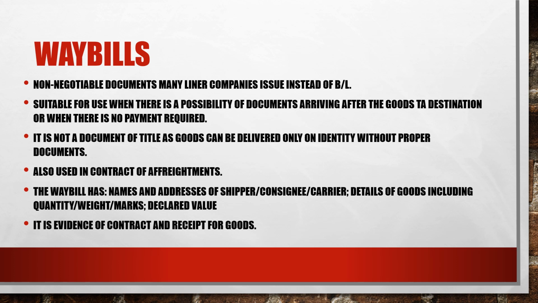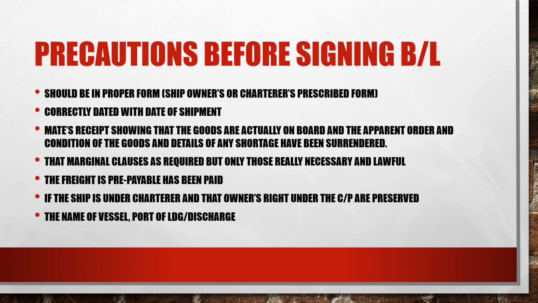The waybill has names and addresses of shipper, consignee, and carrier. It also carries details of goods including quantity, weight and marks as well as the declared value of the goods. Waybill is evidence of contract and receipt for goods as well.